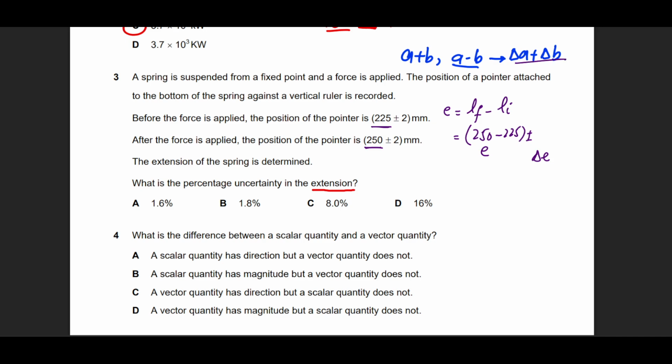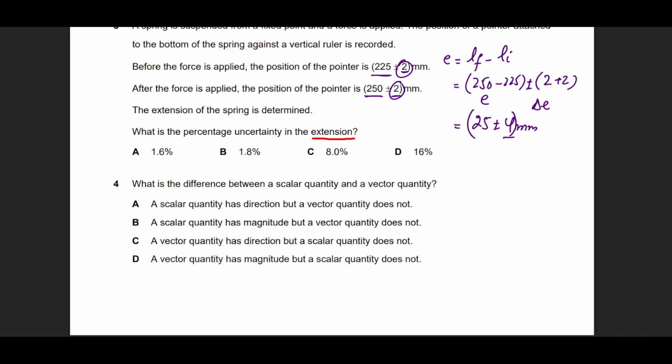As I explained earlier, for addition or subtraction, the uncertainties of both quantities are going to be added together, no matter if it's an expression of addition or an expression of subtraction. So this will be 2 plus 2. These were their errors, so they are simply added together. So what do I get? I get 25 plus minus 4 millimeters of error in my measurement. To find the percentage uncertainty, I divide the absolute uncertainty by the actual value, multiply this by 100, and I get 16%.